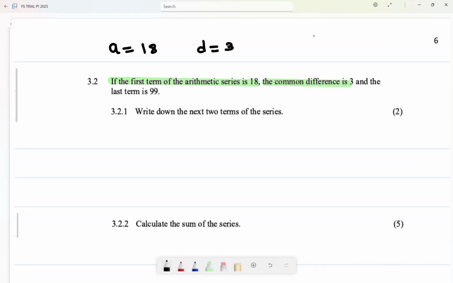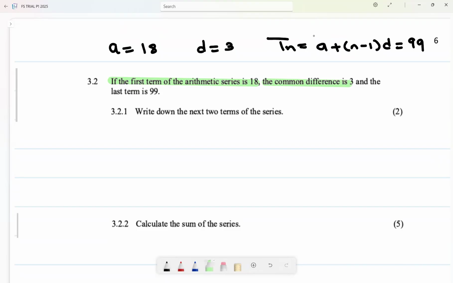And the last term is 99. Remember, last term is Tn. And since we are dealing with arithmetic, we know Tn is the same as a plus n minus 1 d, which is equal to 99. Remember, this is Tn. Last term is always Tn, guys.